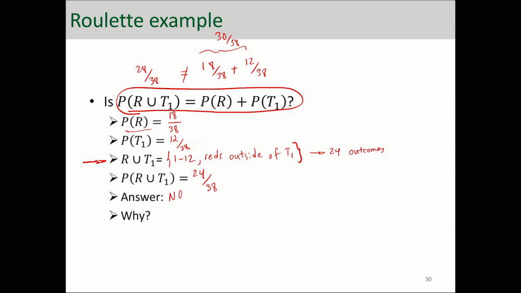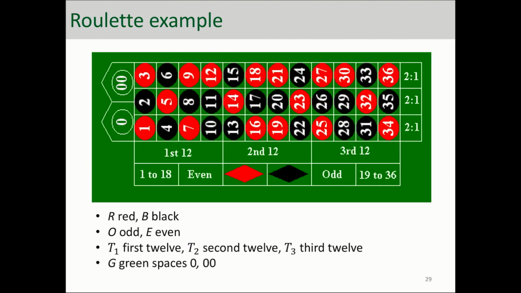Well, the piece that is missing here is minus probability of R intersection T1. Because 30 over 38 double counted the intersection area. If you look at the roulette wheel example, R intersection T1 is 1, 3, 5, 7, 9, and 12.